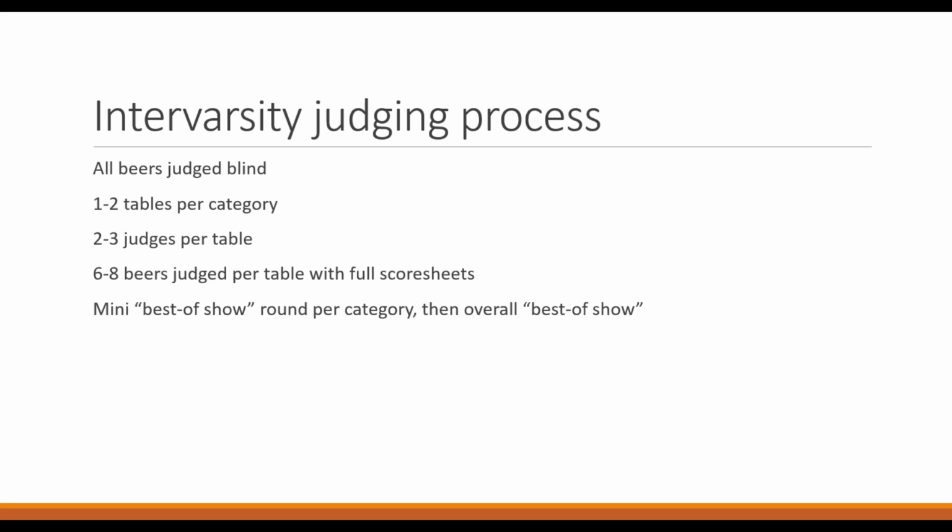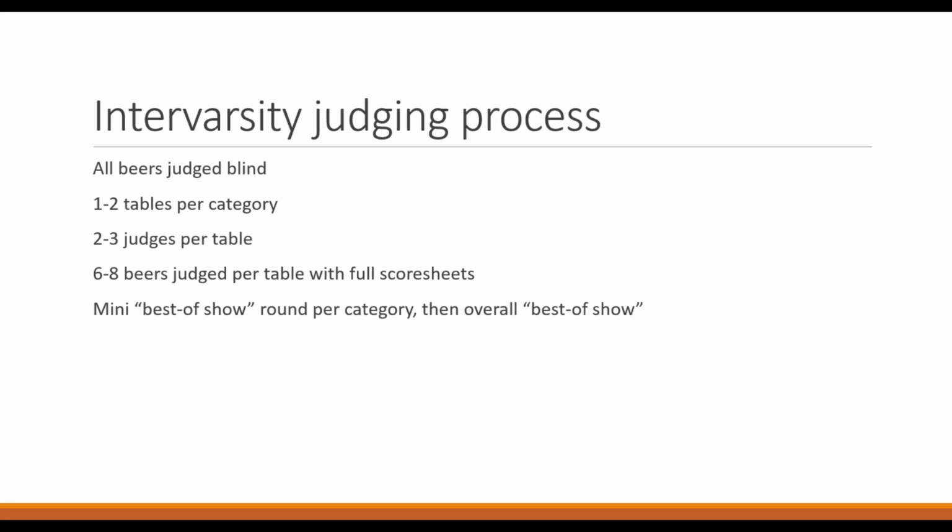Okay, moving a little more specifically onto the Intervarsity, we do comply with all of those. Clearly, all the beers are judged blind, and that's absolutely something we stick to. The judges don't know which university entered the beer that they're judging. At the Intervarsity, we typically have a couple of categories. Last year, 5 different categories, and with a number of entries, we had 2 tables per category. Sometimes we've had 1, but last year each category had 2 tables judging it, with 2 to 3 different judges at each table. So that's nicely within the BJCP requirements.